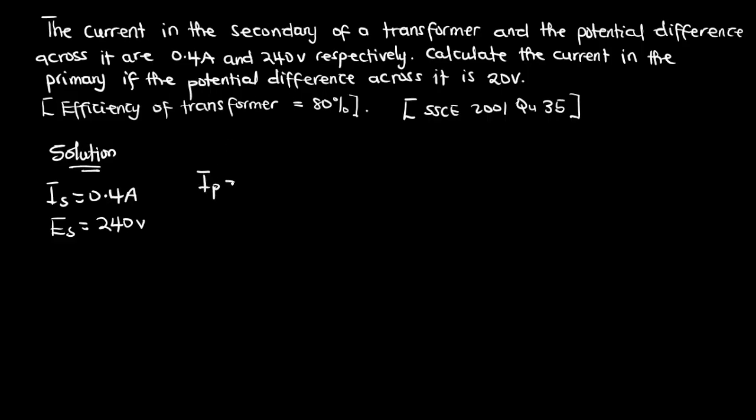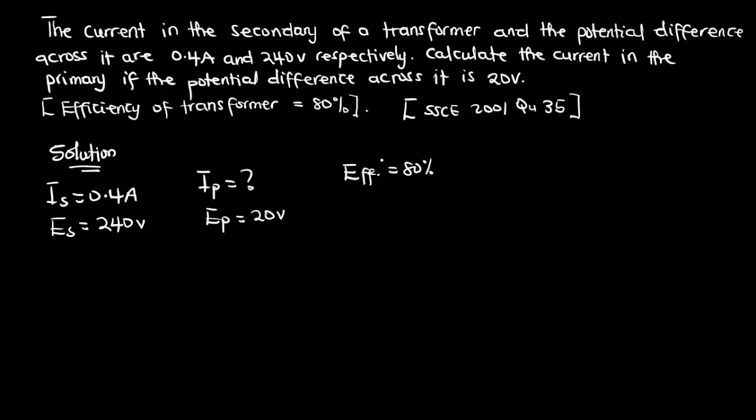So IP is unknown, if the potential difference, which is EP, is equal to 20 volts. Remember, we're given that the efficiency is equal to 80%, right? Now if I look at this, the voltage in the primary is 20, the voltage in the secondary is 240. It means that the transformer was supplied a lower voltage to produce a higher voltage, which is what we call a step-up transformer, right? All right, so let's look at the solution to this particular problem.